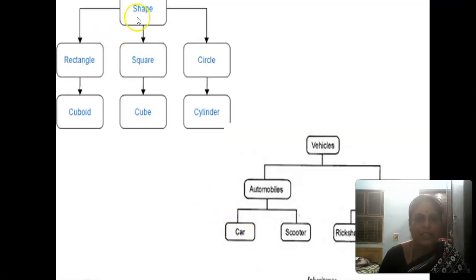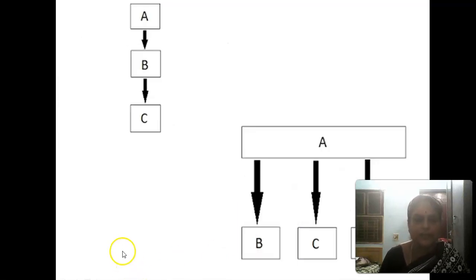Here you can see the shape, which has three base classes: rectangle, square, and circle, and the cuboid and cube are the derived classes. Likewise, vehicle is the class using which you create two classes: automobiles and fleet vehicles, and under automobiles, a car and scooter. Next are the rickshaw and bicycle. So there are many ways in which you can create derived classes, new classes.